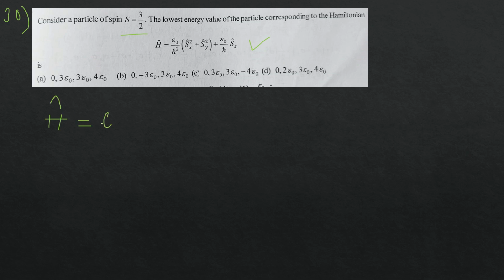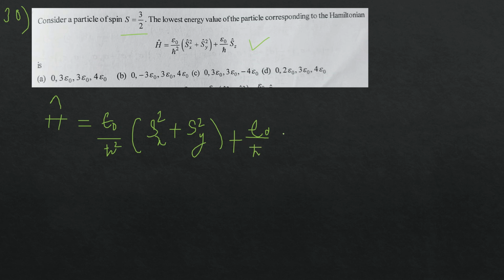epsilon naught by h cut square times (Sx square plus Sy square), plus epsilon naught by h cut times Sz. So here what we have to do: we know S square is equal to what?